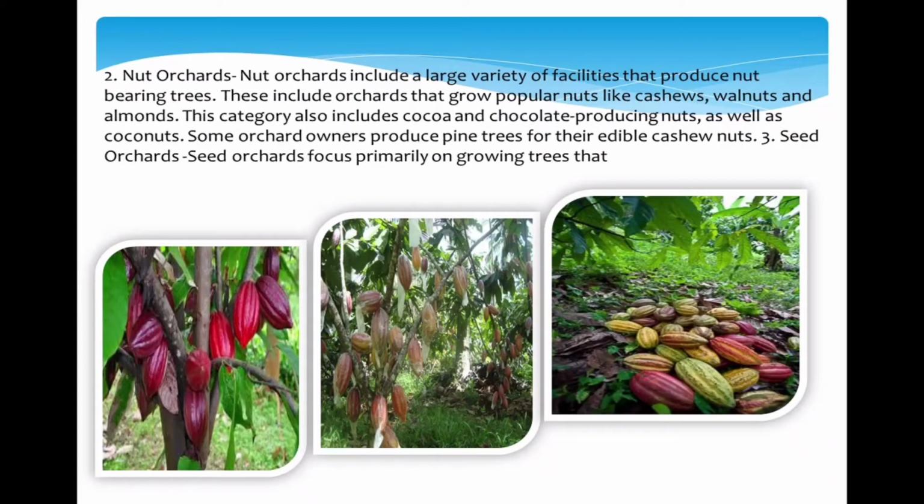Second is the nut orchards. When we talk about nut orchards, it includes a large variety of facilities that produce nut-bearing trees. This includes popular nuts like cashew, walnuts, and almonds. This category also includes cocoa and chocolate-producing nuts as well as coconuts. Some orchard owners produce pine trees for their edible pine nuts.